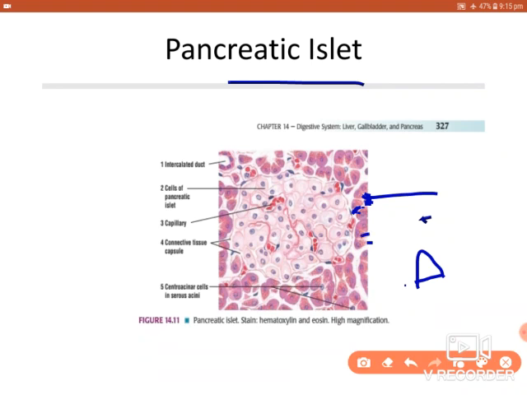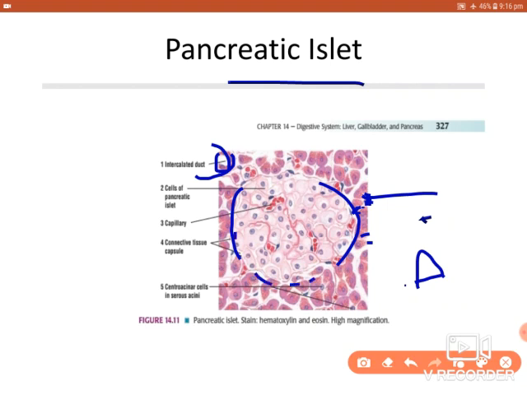You can see an intercalated duct here. That is the intralobular or intercalated duct, the small ducts within the lobule. This is the pancreatic islet. Here you can see there are four types of cells: alpha cells, beta cells, delta cells and pancreatic polypeptide cells. The alpha cells you can see on the periphery of the pancreatic islet.